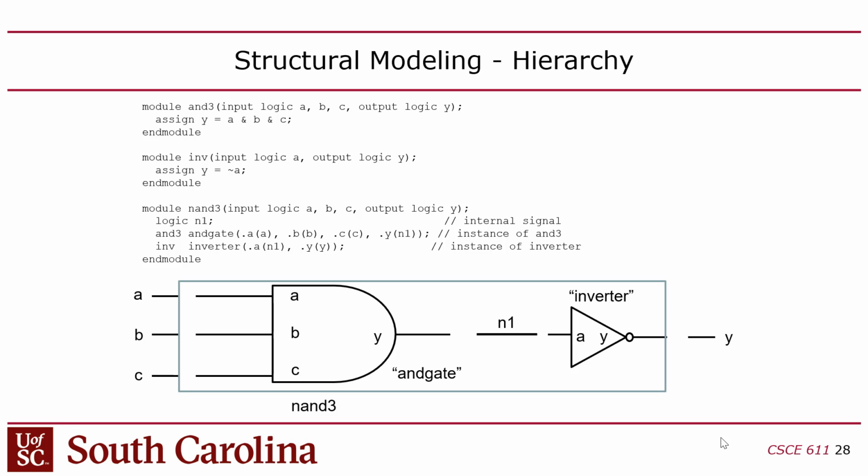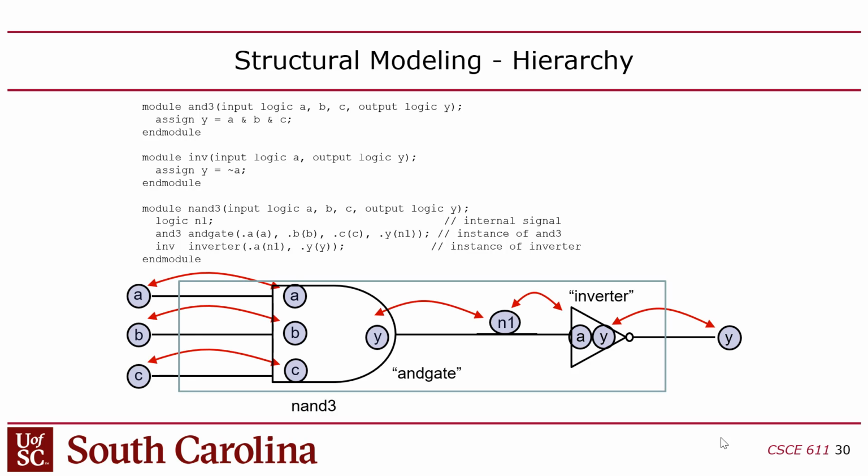You could have connected up the Y output of the inverter to A instead of having the A port, and then you'd have A naught going into the AND, and the Y would go out. Exactly. I could have connected that output of Y to this A. But in order to do that, you would have to use an internal signal like this N1 to serve as the connection point.